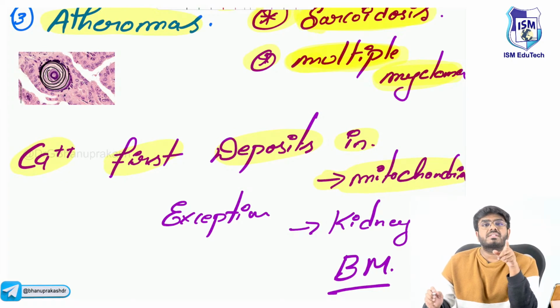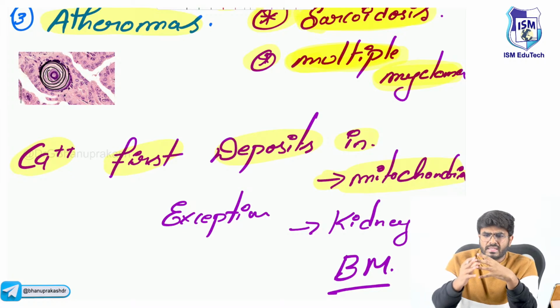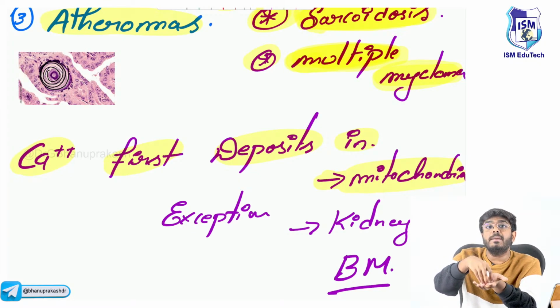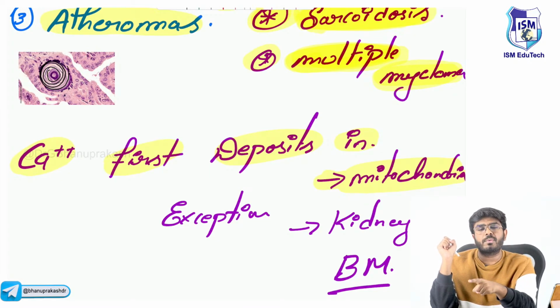We have even discussed this in the topic of irreversible cell injury. I have told you there is severe cell membrane damage, and calcium is going to come into the cell. This calcium will go and deposit in the mitochondria. They are called large amorphous flocculent densities, right? So what is the first site of calcium deposition? The first site of calcium deposition is the mitochondria.